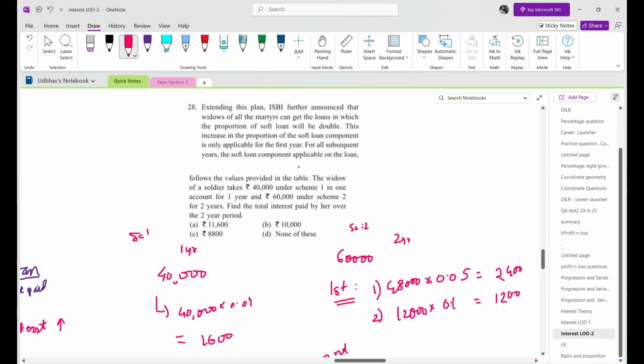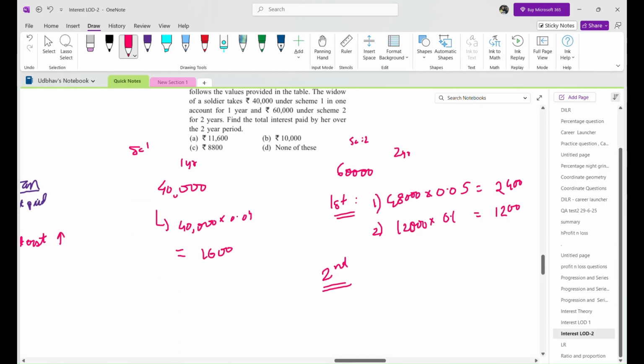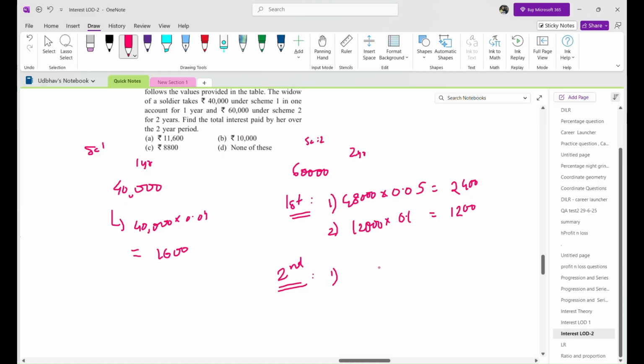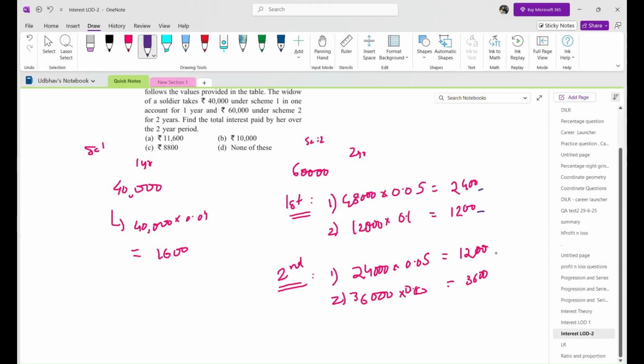And here it is 1200. Now in the second year, this thing is only applicable for the first year. For the second year, it will be according to the table given. So what will be the soft loan part? It won't be 80% now, it will be back to 40%. 40% of 60,000 is 24,000. 24,000 into 0.05 is again 1200. And what is the amount left? 60,000 minus 24,000, 36,000. So she'll pay 10% interest on 36,000. 0.1, 3,600 rupees.